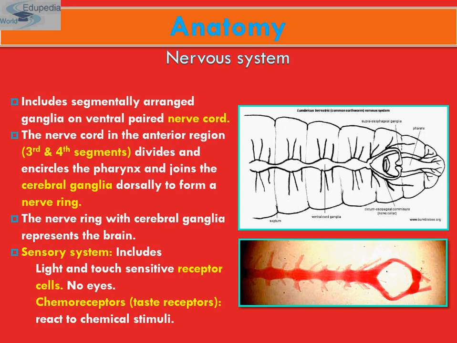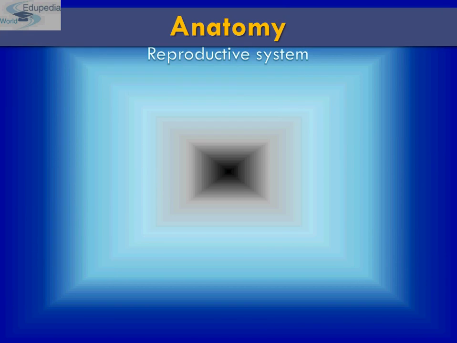Okay, and the nerve ring with the cerebral ganglia, it represents the brain. And the sensory system includes light and touch sensitive receptor cells. No eyes are present. Okay, and chemoreceptors are also present, which react to the chemical stimuli.